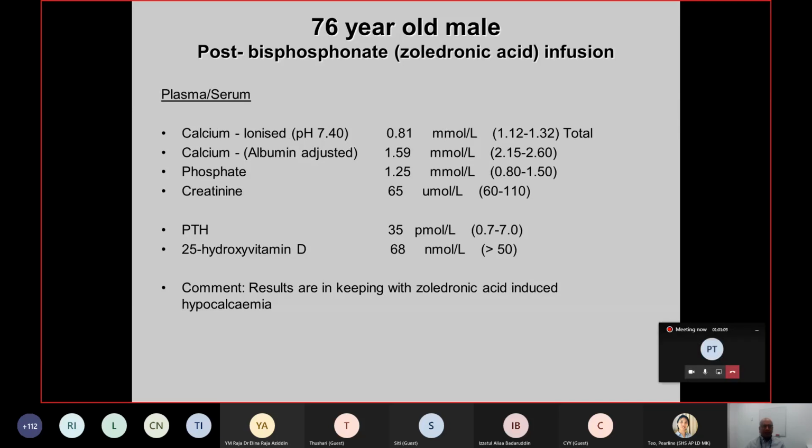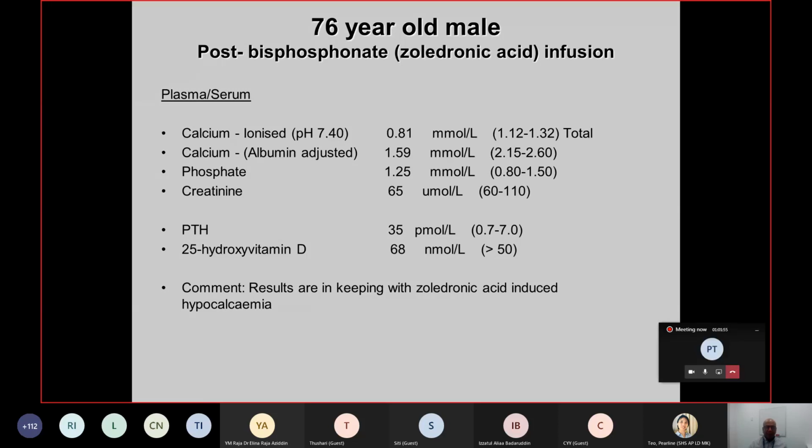In this case, as it occasionally happens, this patient developed severe hypocalcemia following zoledronic acid infusion. We can't always predict who will get that, but sometimes they become symptomatically hypocalcemic. And of course, they develop secondary hyperparathyroidism. And in this case, the vitamin D was normal, and despite that, this patient developed hypocalcemia. Quite a rare complication of zoledronic acid infusion, and more recently, denosumab, another anti-resorptive agent, has also been associated with severe acute hypocalcemia following treatment.